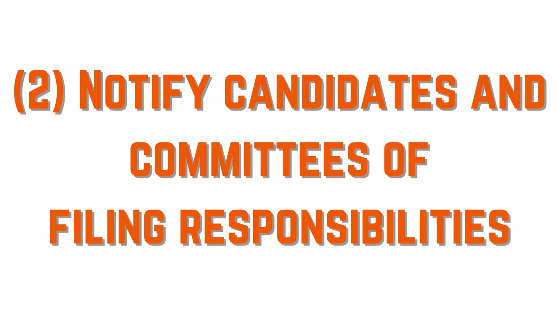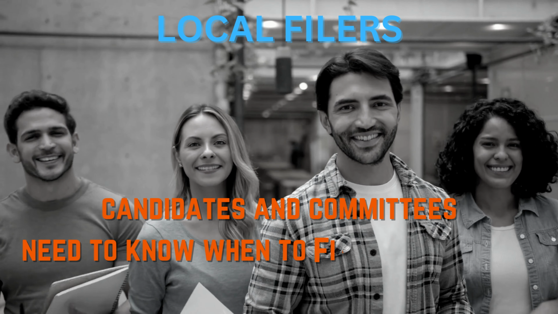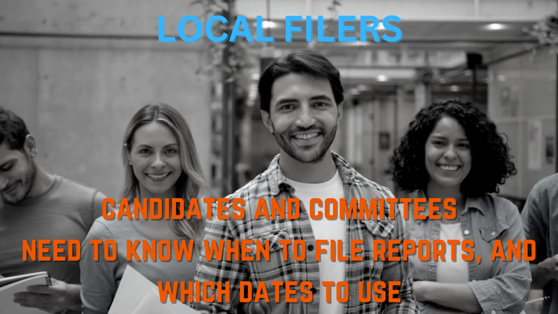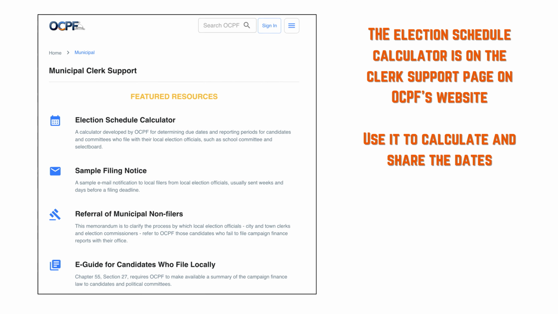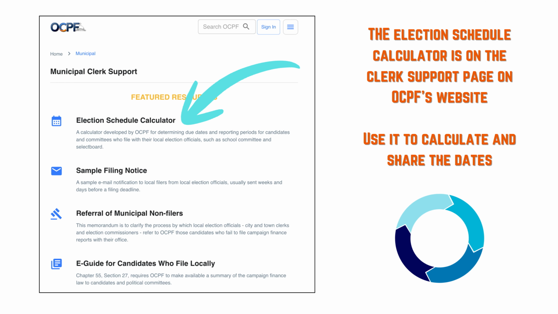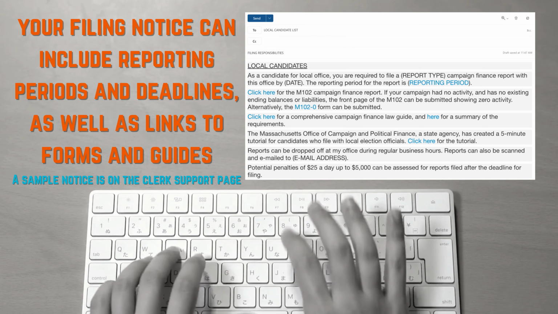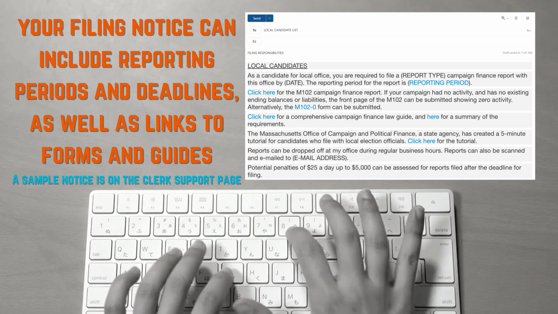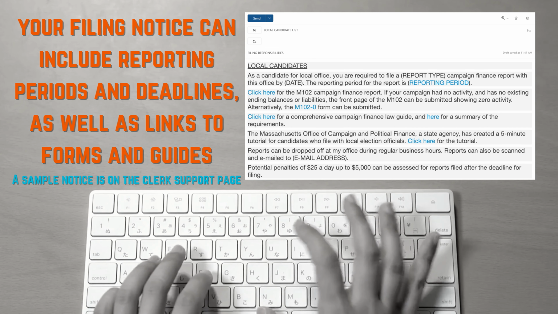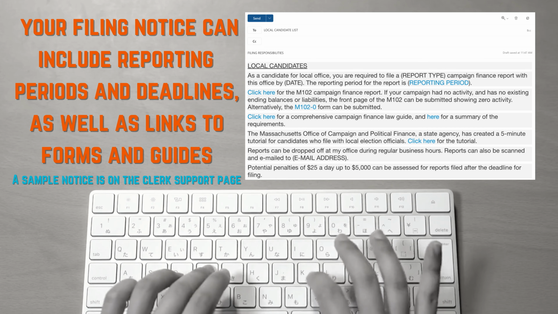Notify candidates and committees of filing responsibilities. Candidates and committees need to know when to file reports, and which dates to use. The election schedule calculator is on the clerk support page. Use it to calculate and share the dates. Your filing notice can include reporting periods and deadlines, as well as links to forms and guides. A sample notice is on the clerk support page.